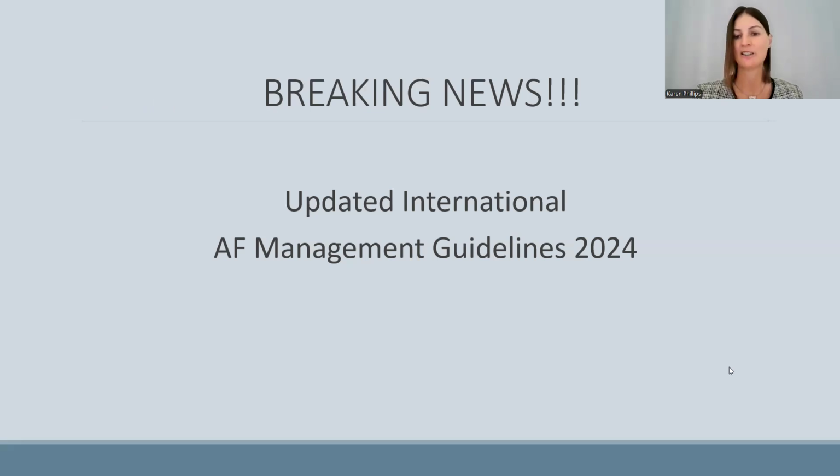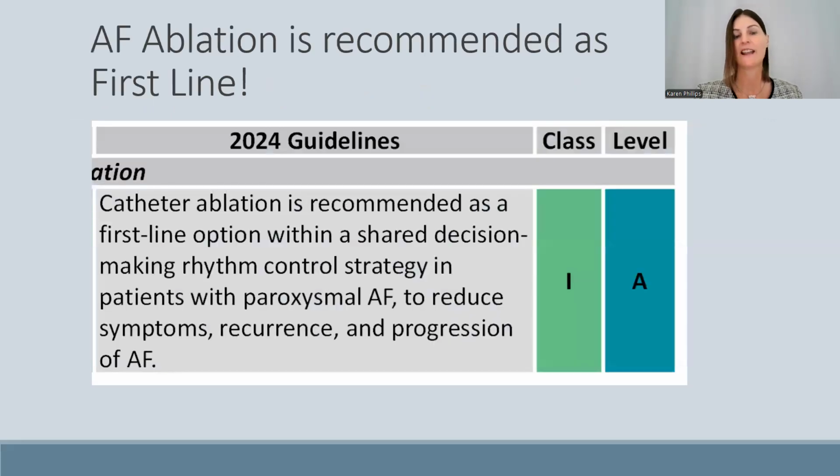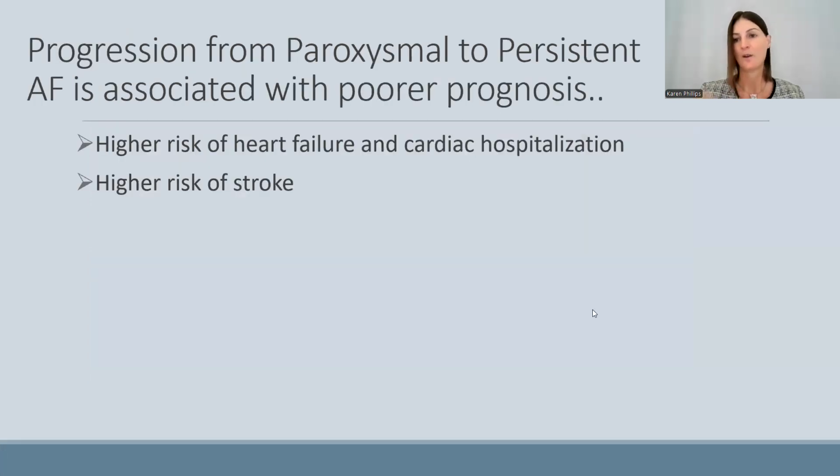So in these updated guidelines from last year, AF ablation is recommended as a first-line treatment for patients with paroxysmal atrial fibrillation. This is pulled straight from the guidelines, so I'll read it out for you. Catheter ablation is recommended as a first-line option within a shared decision-making rhythm control strategy in patients with paroxysmal AF to reduce symptoms, recurrence, and progression of AF. Class 1 recommendation. So part of the story behind this is we know how effective AF ablation is, and we should probably be offering it to patients sooner in the course of their condition.